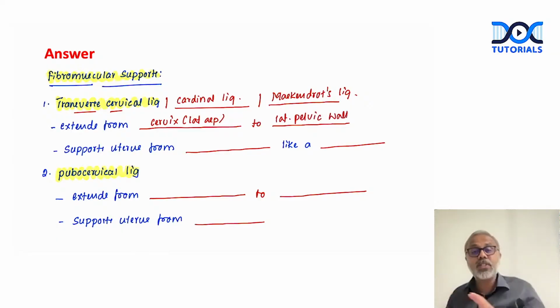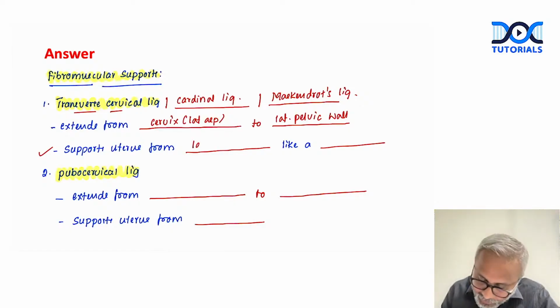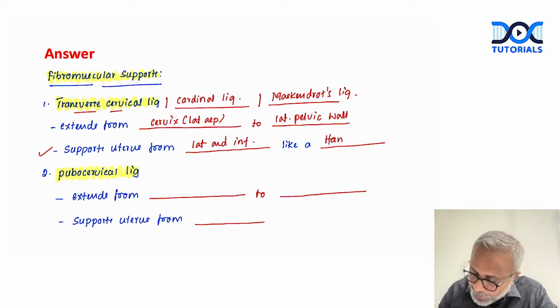That's all. This is all that is required. If you want, you can add one more line saying that it's a condensation of endopelvic fascia. But from where to where it extends must be written clearly. The second line: what or how does it support? Remember, it supports the uterus from the lateral and inferior aspect like a hammock.